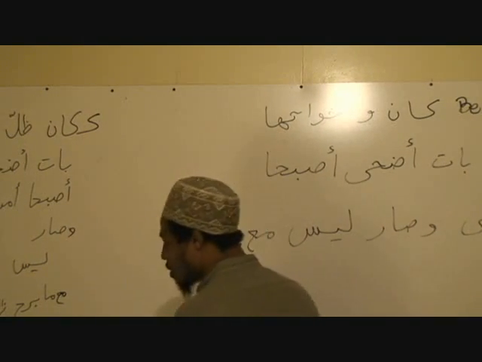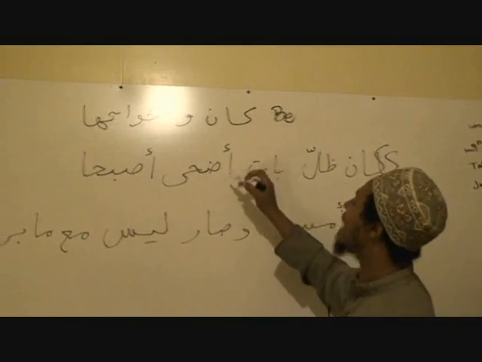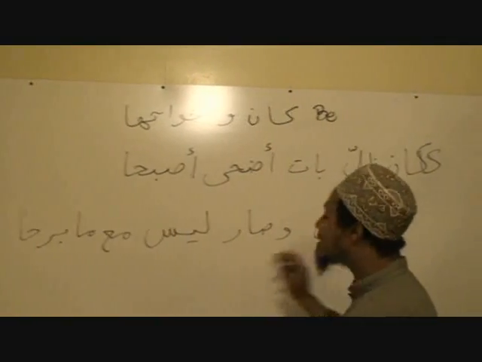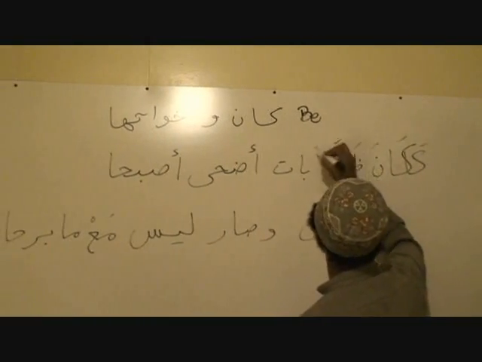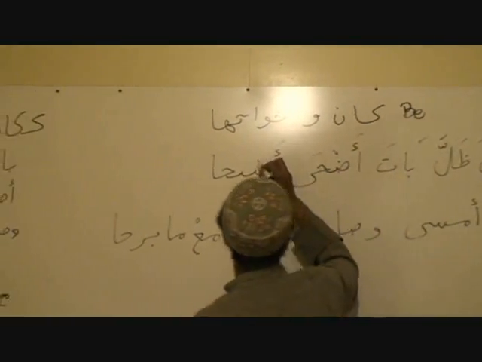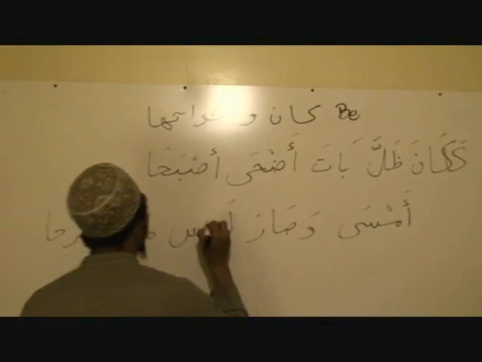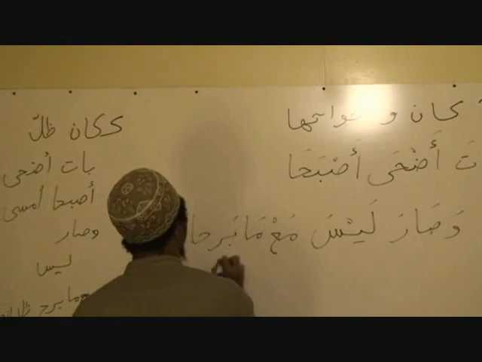Now, as we're going to go through these, this is the next line. It says: kana dhalla bata adha asbaha amsa wa sara laysa ma baraha. It goes like this: kana dhalla bata adha asbaha, amsa wa sara laysa ma baraha.